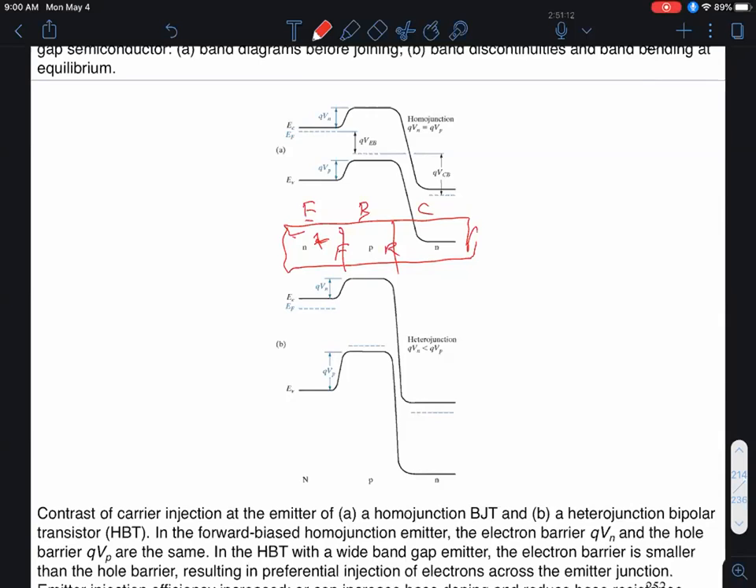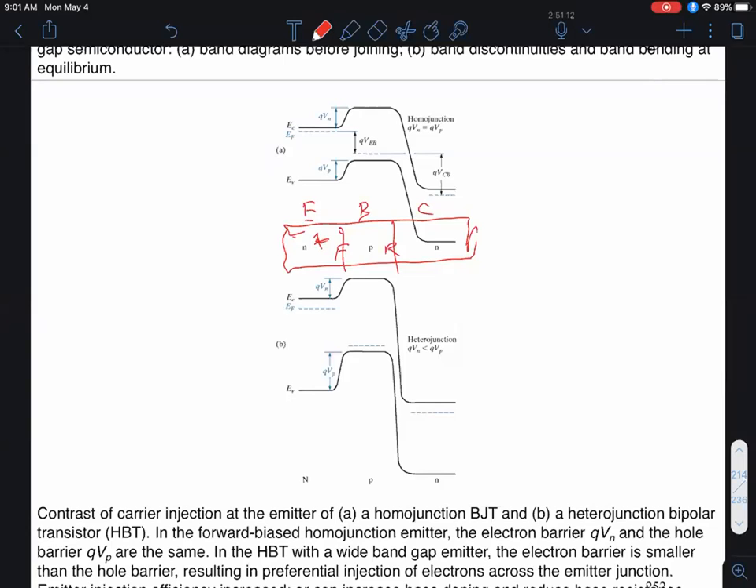Okay, good morning. Let's get started. I'm going to quickly wrap up our discussion about bipolar junction transistors and then jump into our final topic of optoelectronics. So over here, we are looking at a cross-section of an N plus PN emitter base collector BJT.